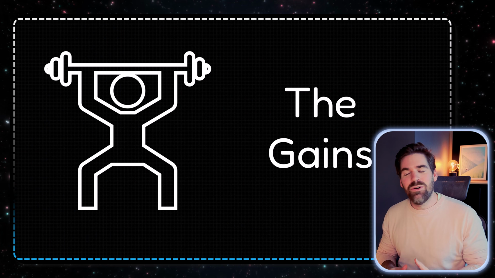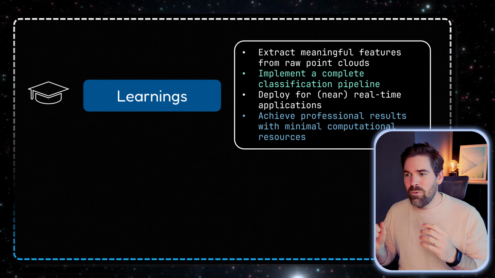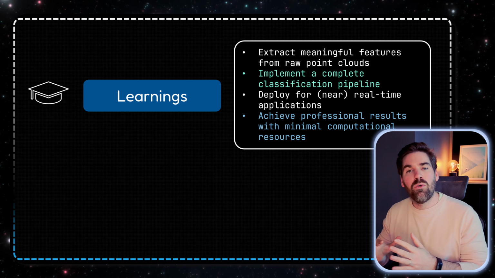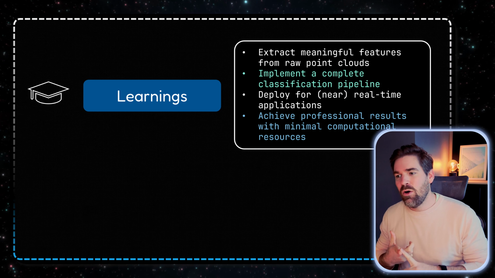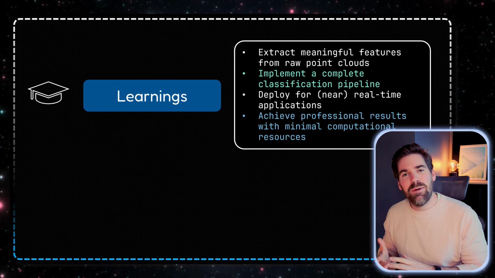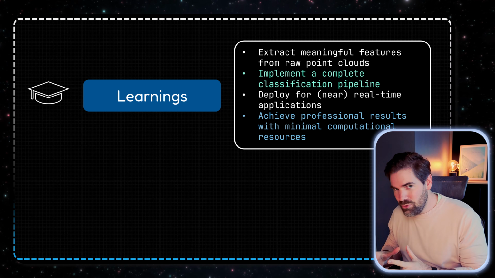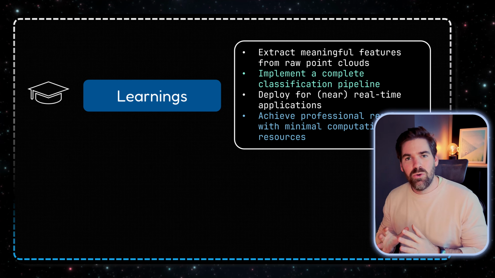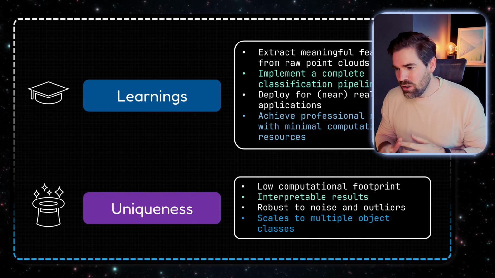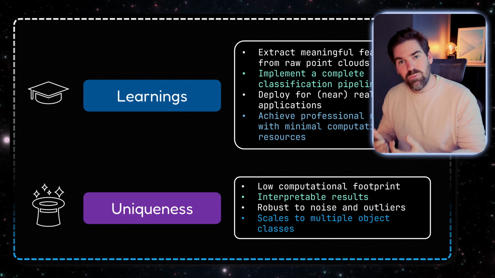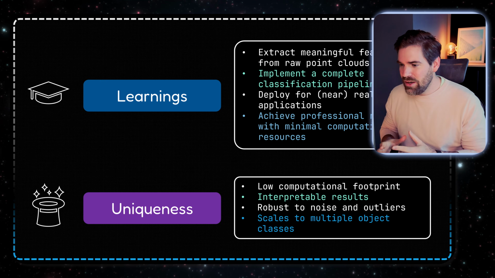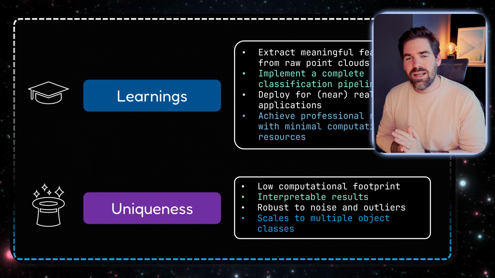Beautiful. So first, let me talk about the goals. At the end of this tutorial, you will be able to extract meaningful features from raw point clouds. You will be able to implement a complete classification pipeline, and deploy it for near real-time application, and also achieve professional results with minimal computational resources. The second thing is that we are going to target a low computational footprint. We will want to have interpretable results, and we are specifically looking for something that is robust to noise and outliers, and scales to multiple object classes, right?